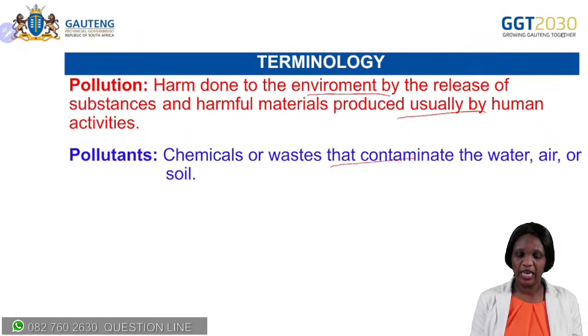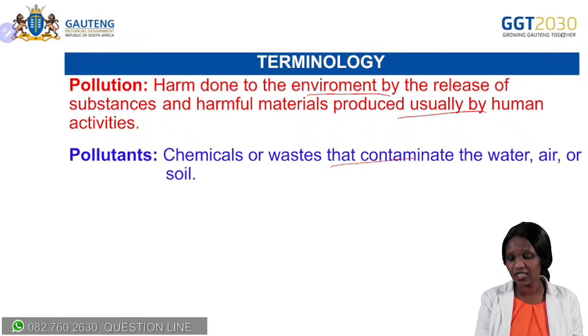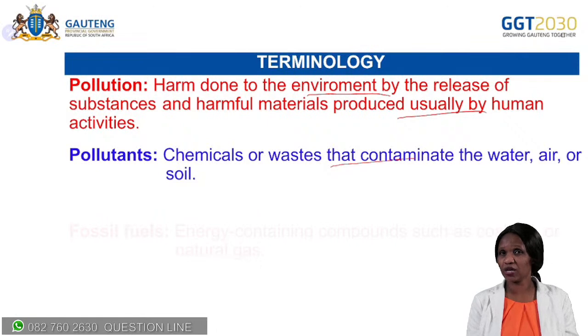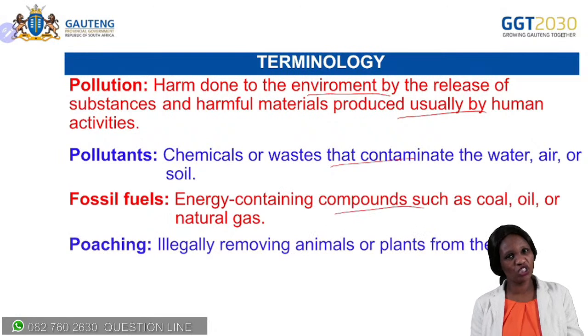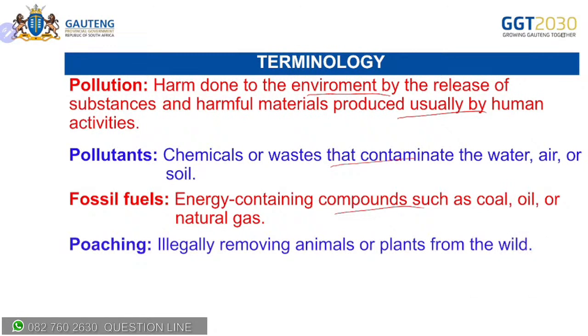Let's move on. And then we've got fossil fuels. When we are talking about fossil fuels, we are talking about energy-containing compounds such as coal, oil, or even natural gas. These are fossil fuels. And then what about poaching? When we talk of poaching, we are talking about illegal killing of animals. That is poaching. Do you get it? Especially at game parks. We've got a challenge of poachers. They poach animals, especially the rhino. They kill the rhinos. Why? Because they want their horn.